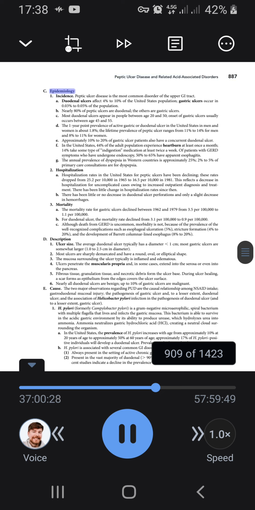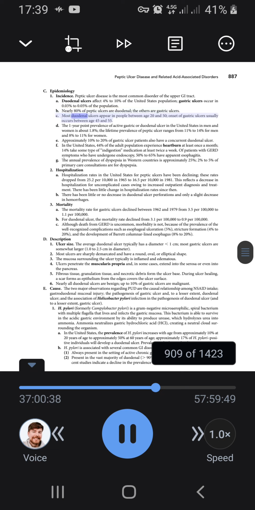C. Epidemiology. 1. Incidence. A. Peptic ulcer disease is the most common disorder of the upper GI tract. Duodenal ulcers affect 4% to 10% of the United States population. Gastric ulcers occur in 0.03% to 0.05% of the population. B. Nearly 80% of peptic ulcers are duodenal. The others are gastric ulcers.